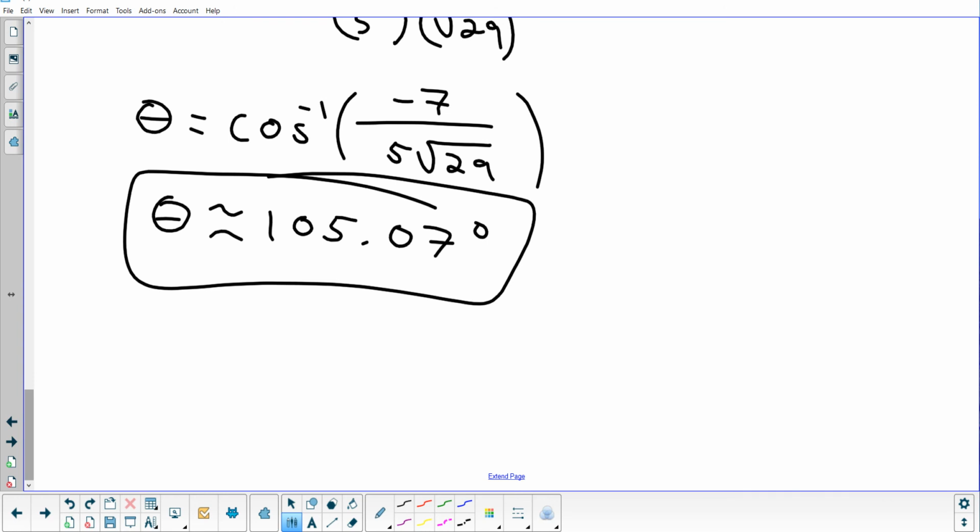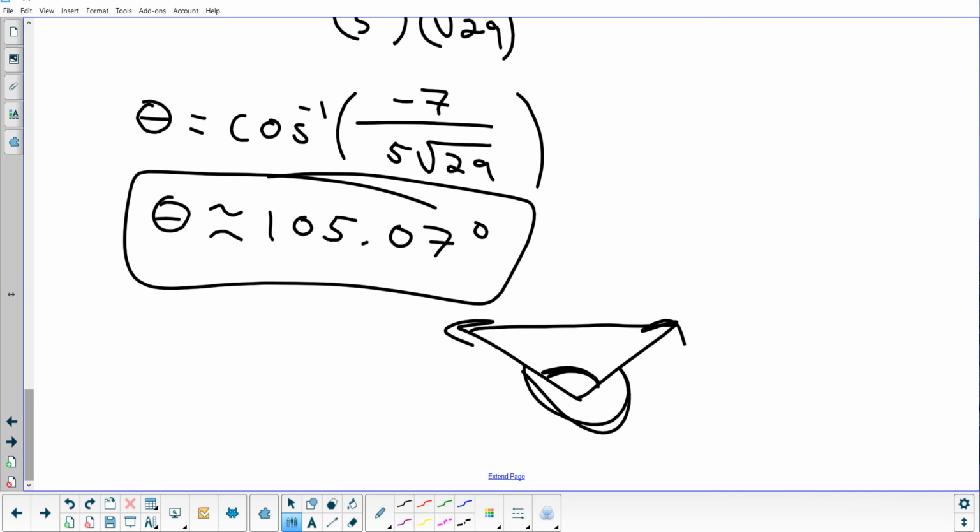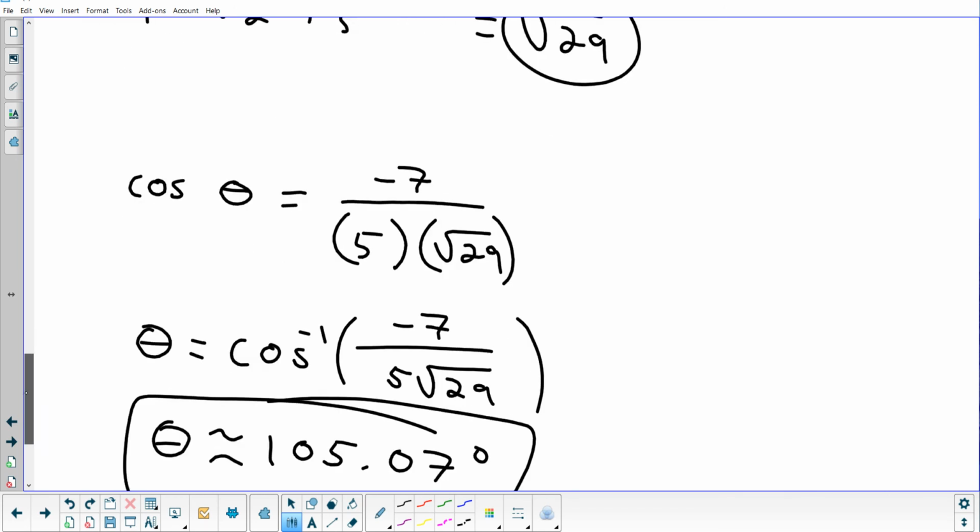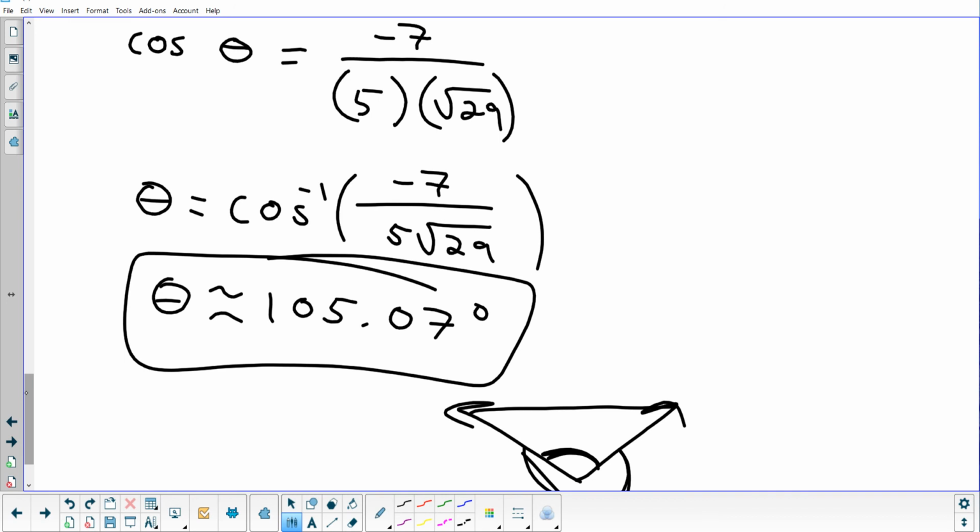Now, technically there are two angles. If you draw two vectors, you have this angle that's inside, and then you have this one that's outside. We are always finding the one that's inside. Think of it like a triangle if you made it. It's the angle that's inside the triangle. Question on finding that angle?